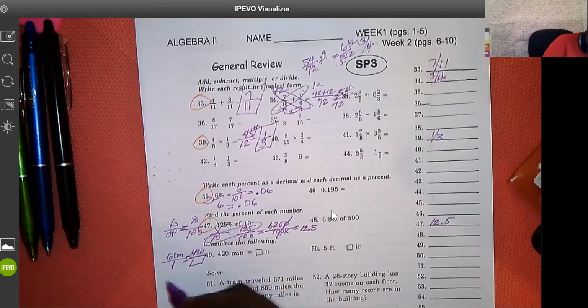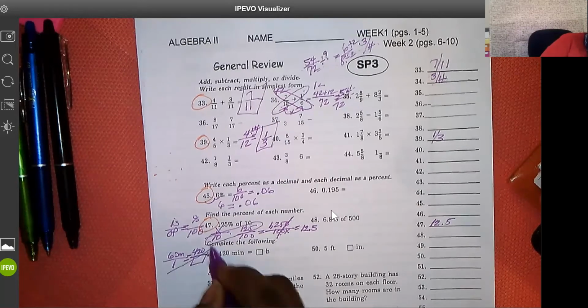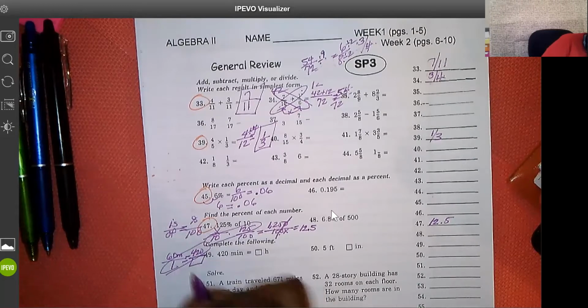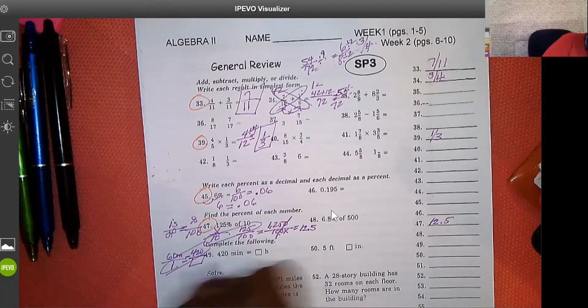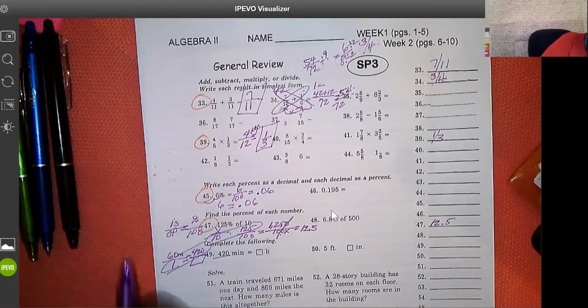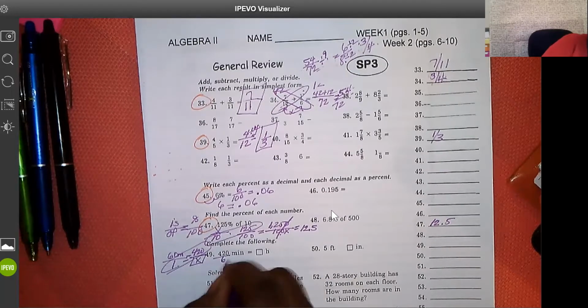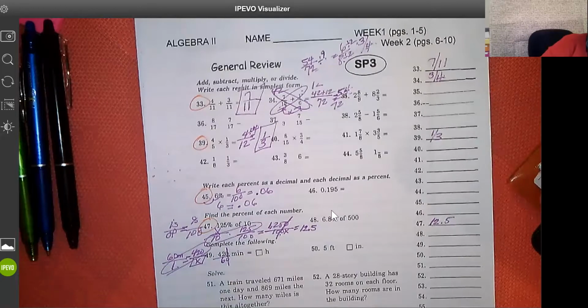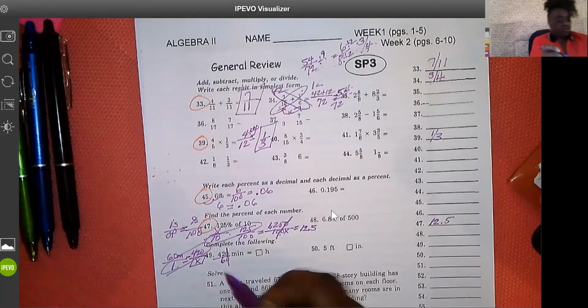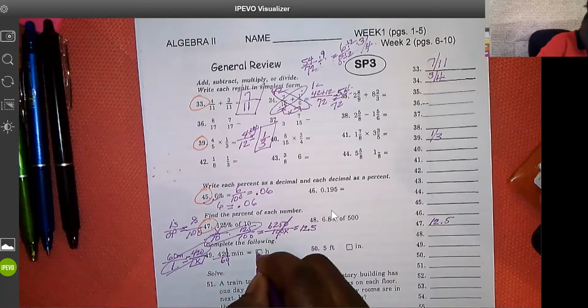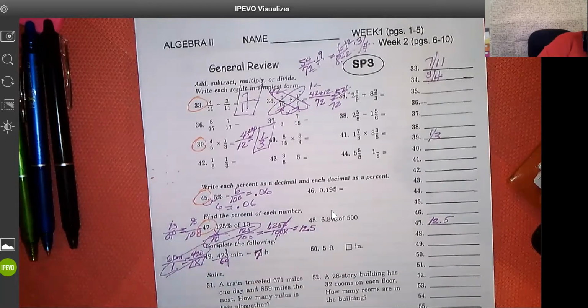Well, we can cross product. 420 times 1 gives us 420. And then we have 60 minutes over x, so we have 60 minutes. Again, we can cross out the 0. 6 goes into 42, 7. So that gives us 7 hours.